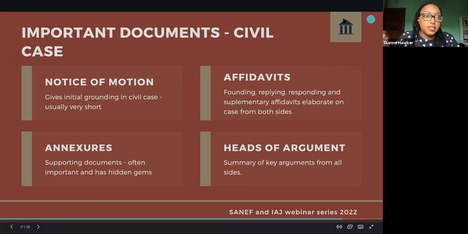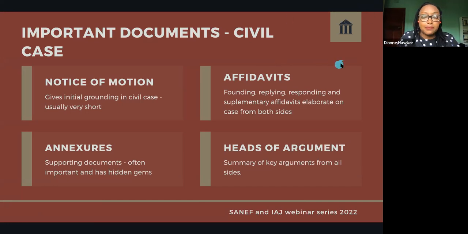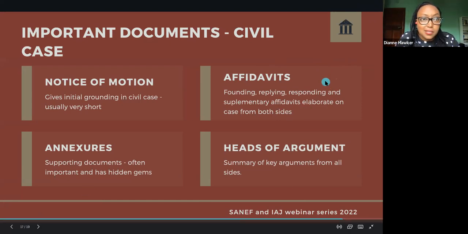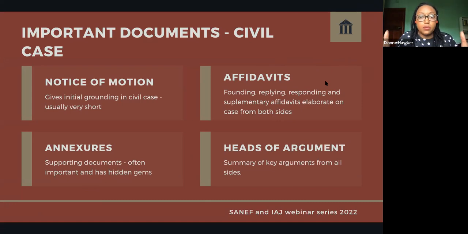And then heads of argument, these I find are always very helpful, especially when it comes to constitutional court cases, because sometimes there's a lot of participants in a case, but the heads of argument will really give you the summary of what everyone is actually saying.